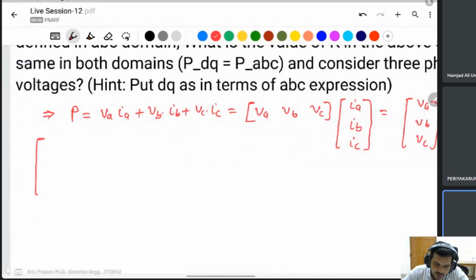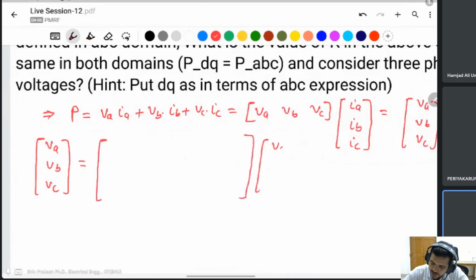It is asking about the VD and VQ, VA, VB and VC, with respect to ID and IQ. VABC is equal to, this will be cos theta into cos D. Direct axis is related to the cos, and Q is related to the sine only.